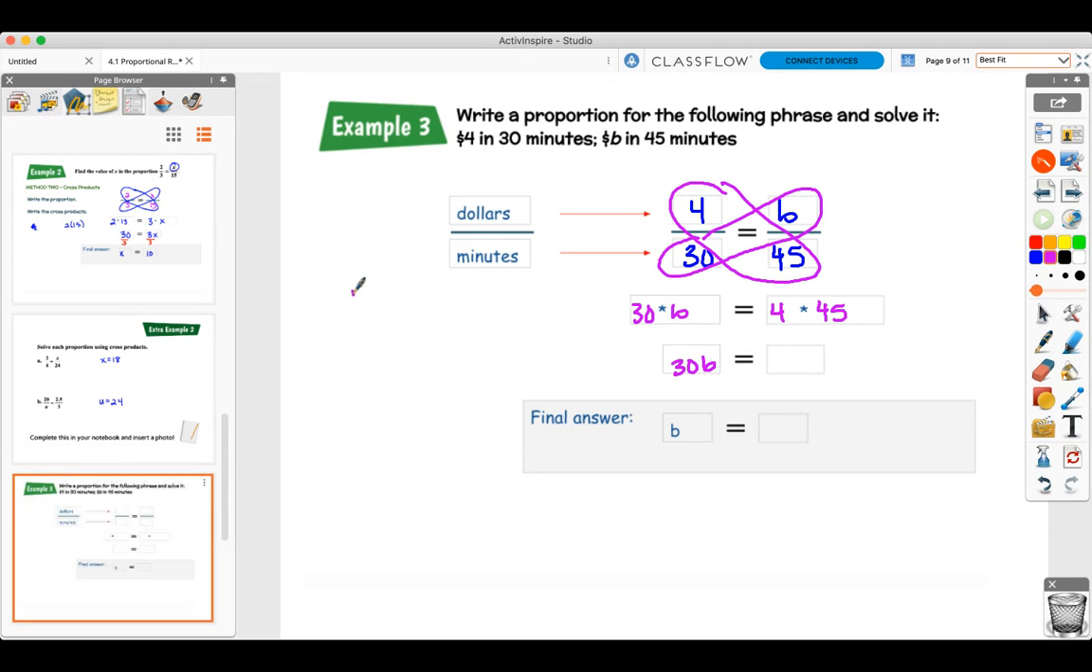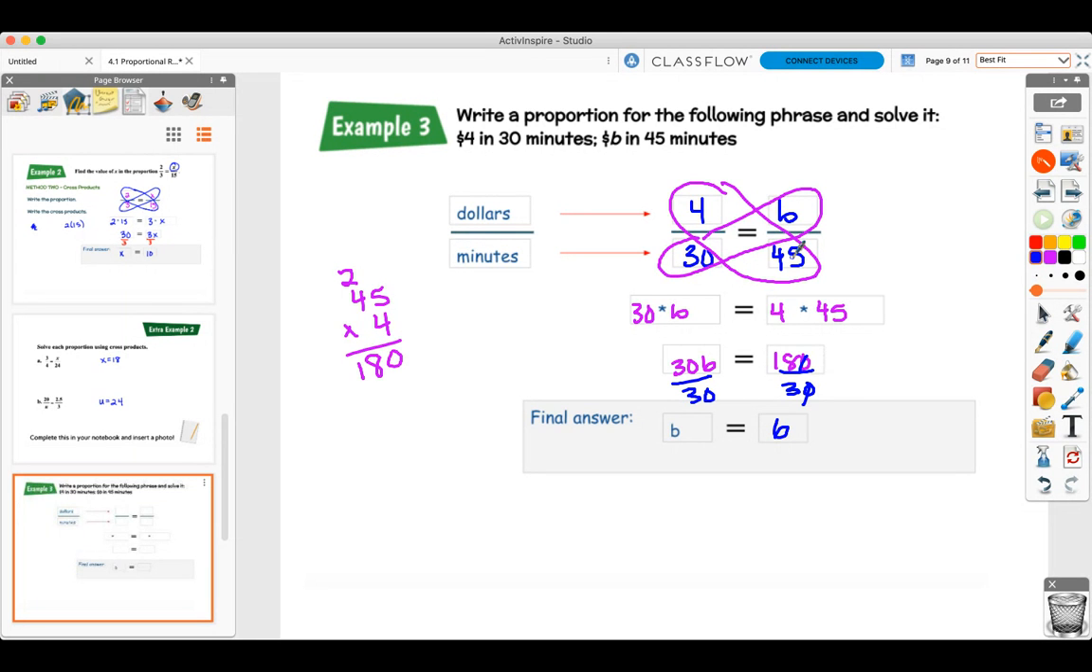4 times 45, let's work it out. If you're not sure, multiply it out. I think it's a better way of doing it than using a calculator. 5 times 4 is 20. 4 times 4 is 16, plus 2 is 18, so 180. Now, again, multiplying here, so that means we're going to divide. You can cancel out these zeros because there's a 0 in the numerator and denominator, so 18 divided by 3 is 6. So B equals 6.